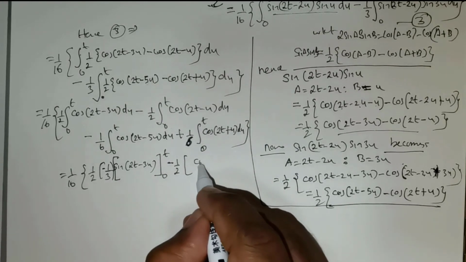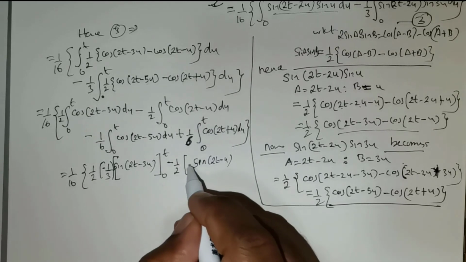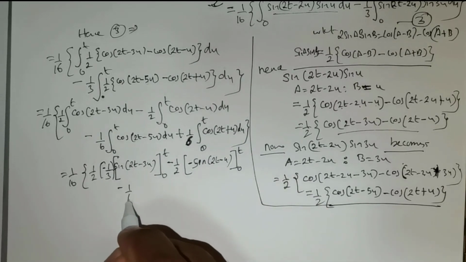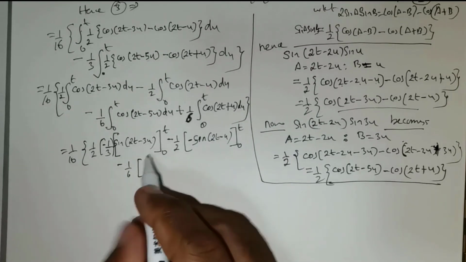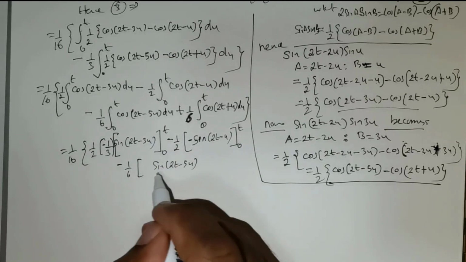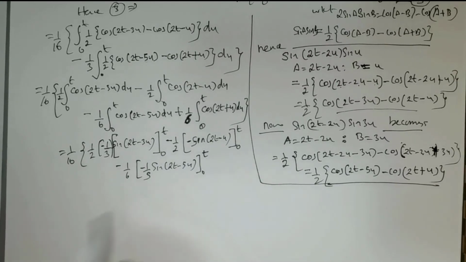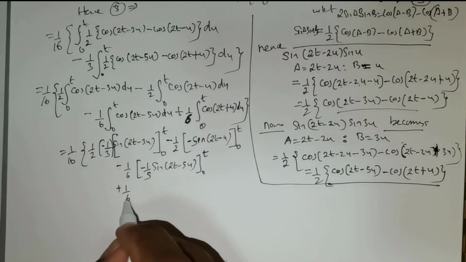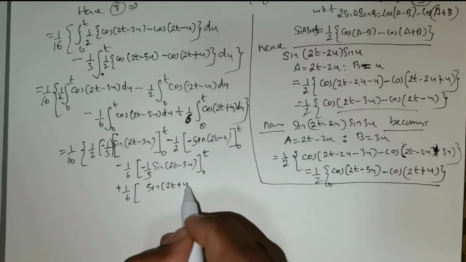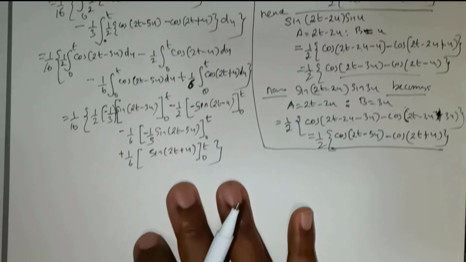Integration of this will give me sine of 2t minus u, coefficient of u is negative, so place that. The limits are 0 to t, followed by negative 1 over 6. The integration of this would give me sine of 2t minus 5u, coefficient of u is negative 5, so it's negative 1 over 5. The limits are 0 to t, positive 1 over 6 times, integration of this would give me sine of 2t plus u, coefficient is 1, so the limits are 0 to t. So this is what I've got.